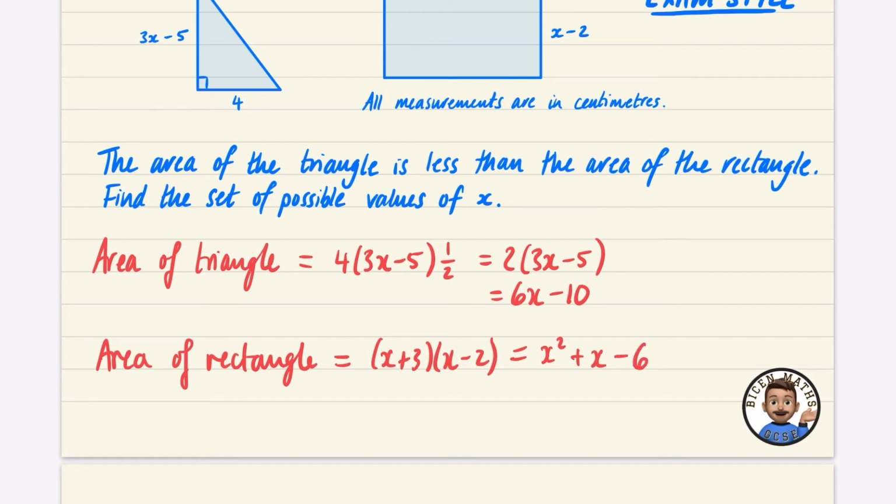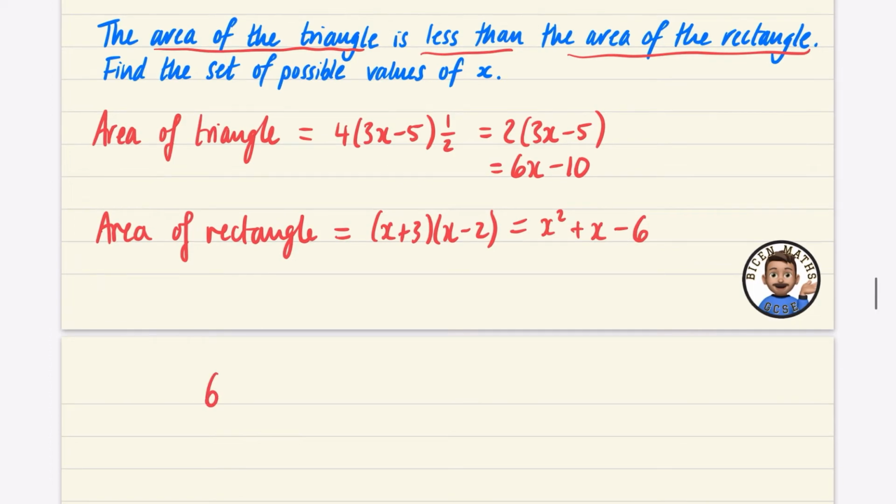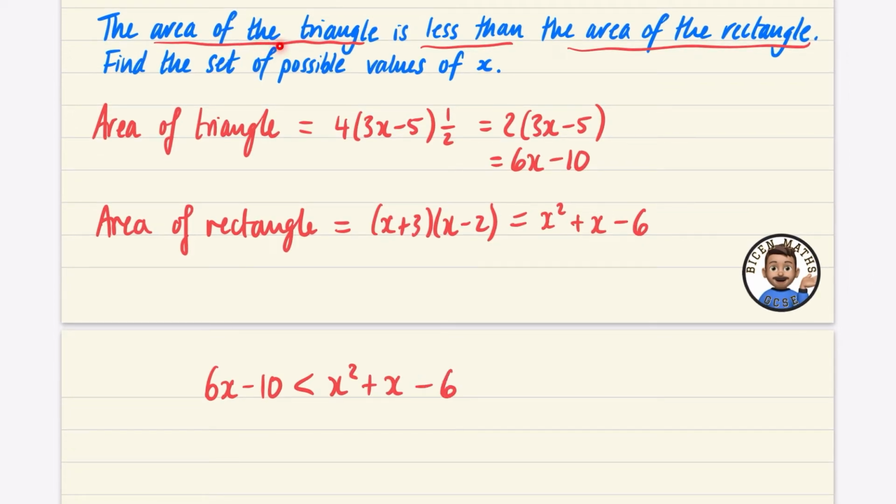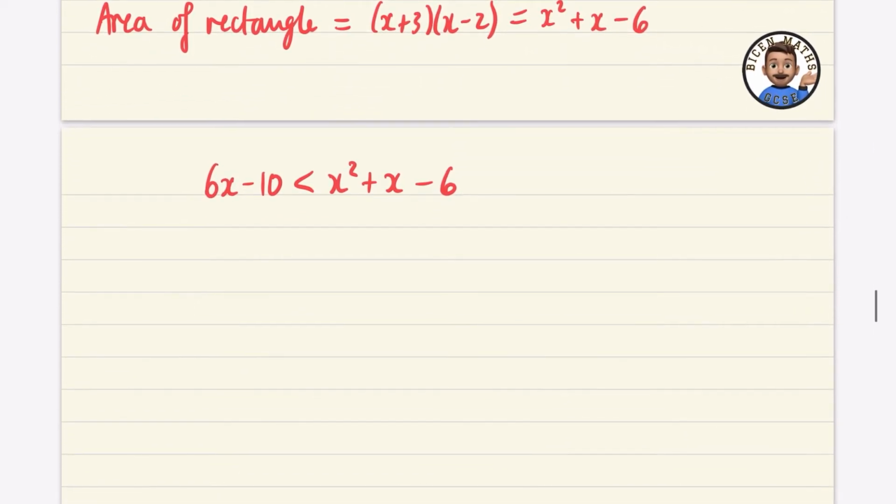Now I'm going to go back to this sentence. I want the area of the triangle to be less than the area of the rectangle. Now we've translated it from the words into the mathematical sort of sentence. We can just go about solving the quadratic inequality.